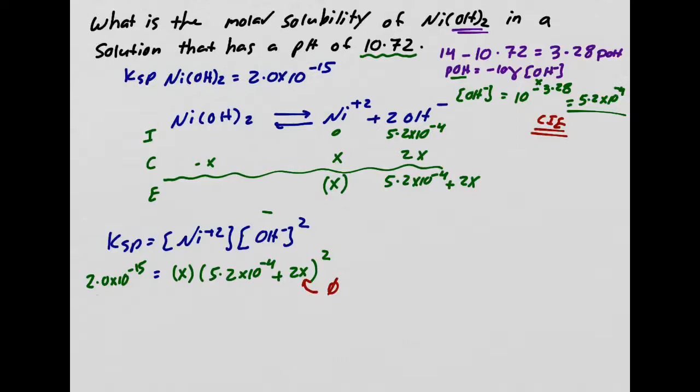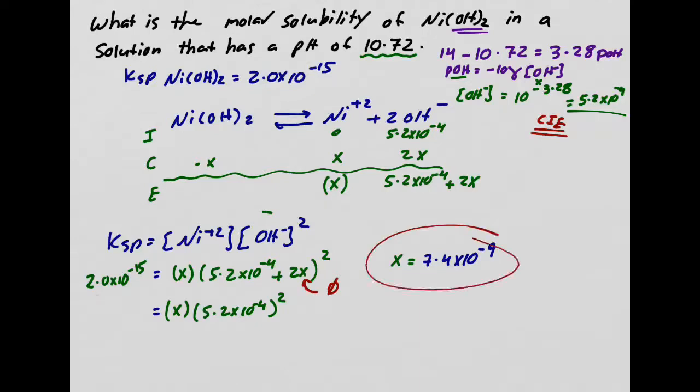Now, if we do that, then the math just got so much nicer. Then that would be x, and this would be 5.2 times 10 to the minus 4 to the power of 2. If I do that, what I end up getting for x is 7.4 times 10 to the minus 9. That would be my molar solubility of nickel hydroxide. Yeah? Okay. Beautiful job so far.